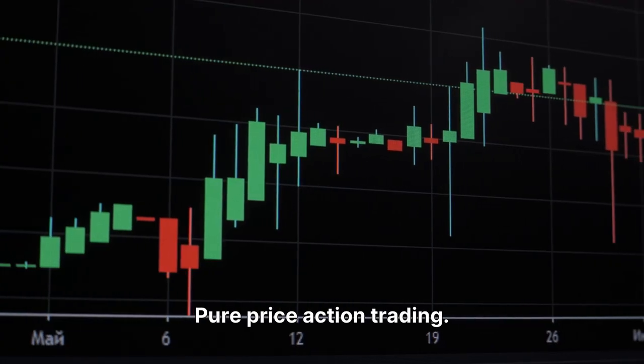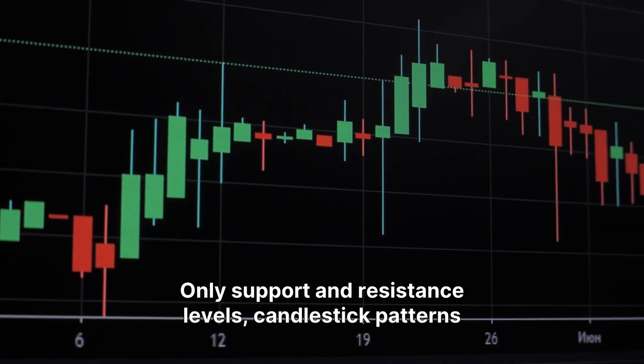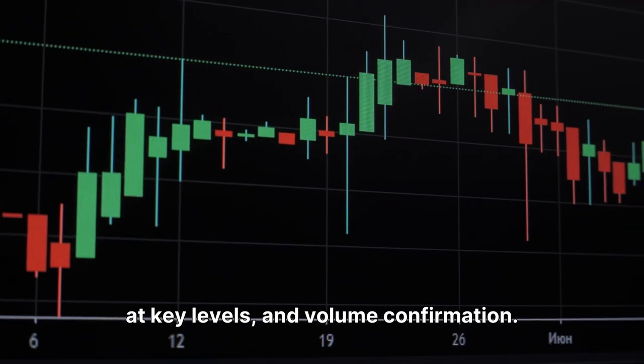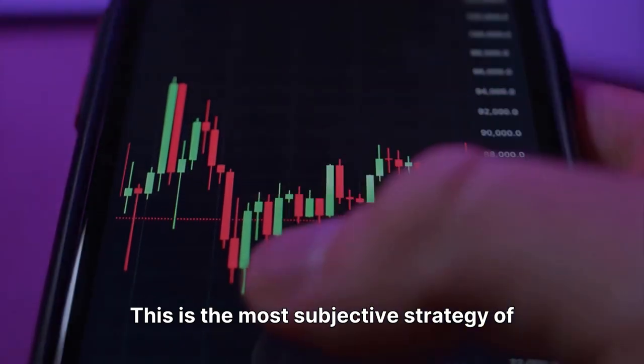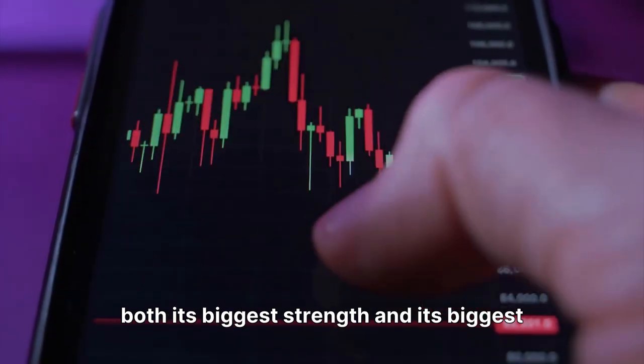Strategy 5. Pure price action trading. No indicators, no news, only support and resistance levels, candlestick patterns at key levels, and volume confirmation. This is the most subjective strategy of the 5, and that subjectivity was both its biggest strength and its biggest risk.